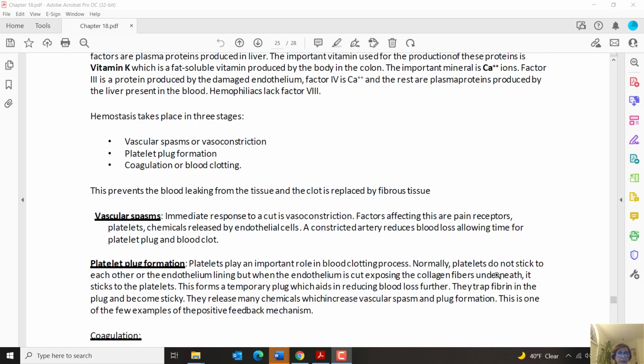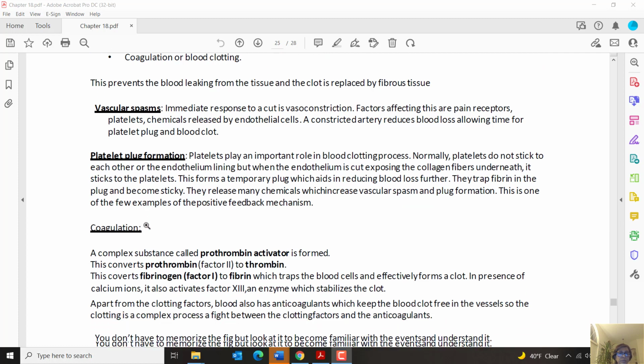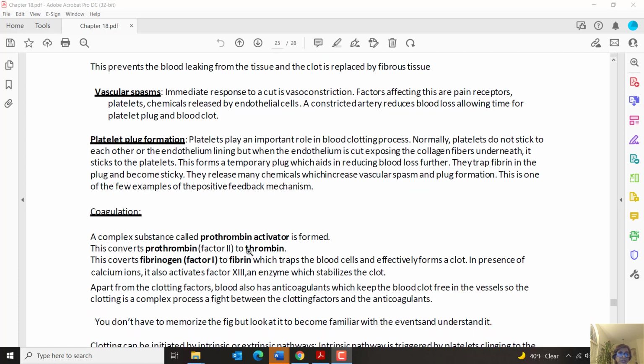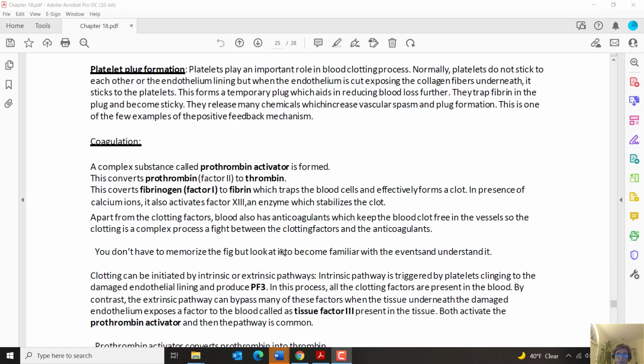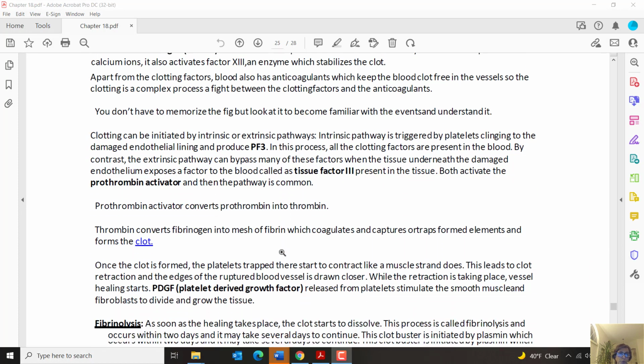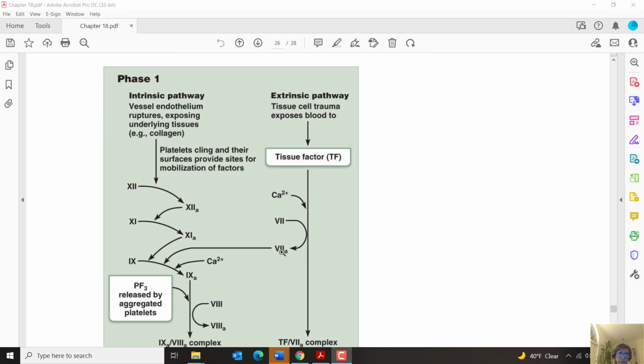So coagulation, the final product is you need to have prothrombin activated, which converts prothrombin to thrombin, which is factor number 2. And thrombin converts fibrinogen to fibrin. So it's almost like a domino effect, okay? You don't have to memorize all this, but I do want to talk about the whole phases.